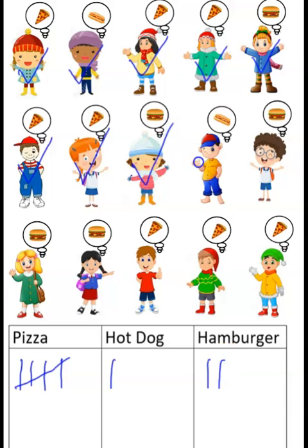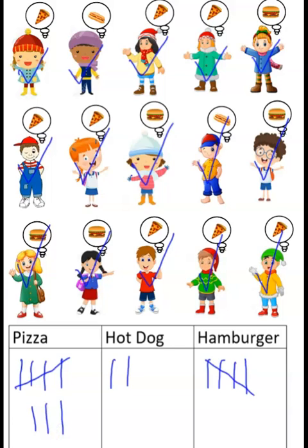Check. Good job. Check mark. Hot dog. Oh, another hamburger. And another hamburger. And another hamburger. Oh, this is the 5th hamburger. 1, 2, 3, 4. So I'm going to put a line. You notice how the line was different that time. It's okay as long as I do it diagonal. Okay? And now another pizza. And another pizza. And another pizza. Great job.